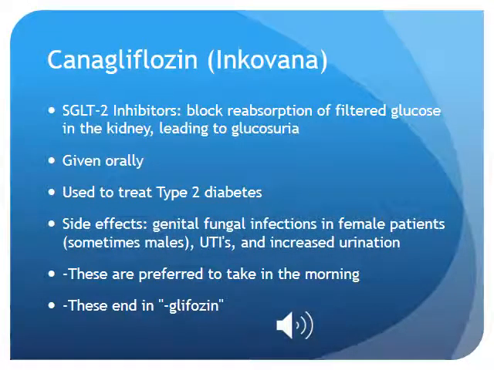This next drug is canagliflozin, also known as Invokana. This is an SGLT2 inhibitor, which means it's blocking the reabsorption of filtered glucose in the kidneys, which then leads to glucosuria. This drug is given orally as an adjunct to diet and exercise in order to treat type 2 diabetes.